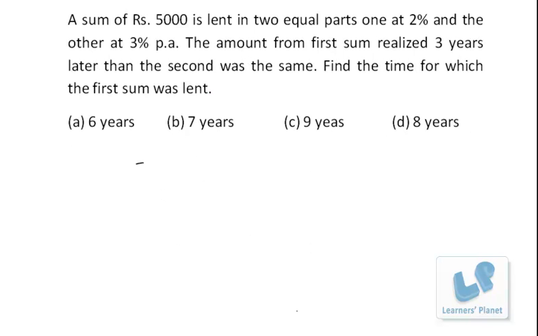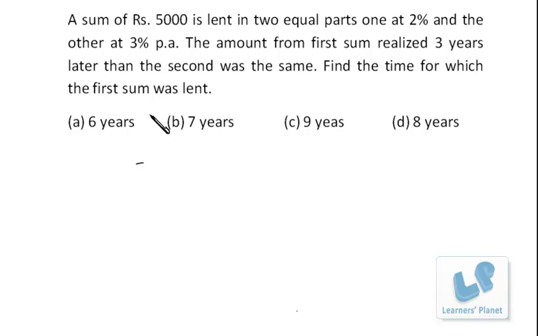Now let's try this problem. A sum of rupees 5000 is lent in two equal parts, one at 2% and the other at 3%. The amount from the first sum realized 3 years later than the second was the same. Find the time for which the first sum was lent. Okay.